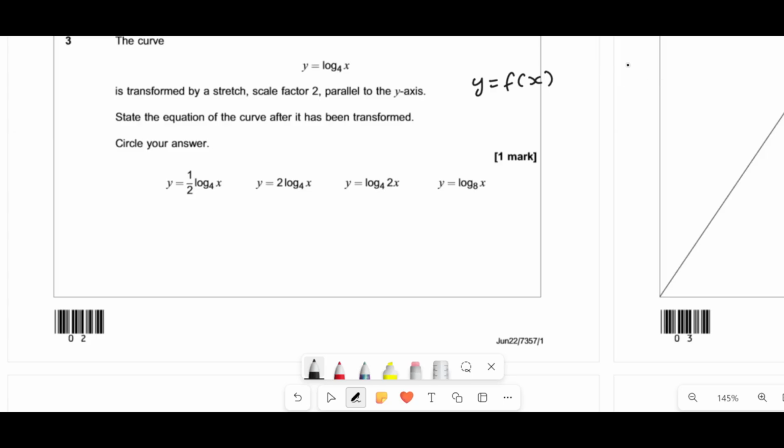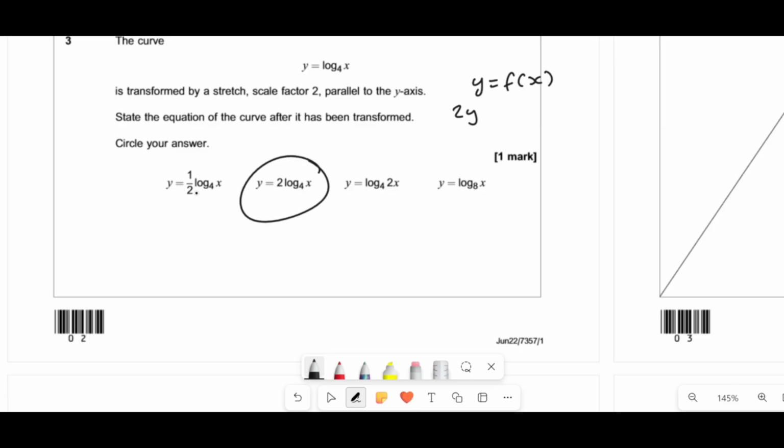So in this circumstance here, the question's told you it's a scale factor of 2 parallel to the y-axis. Remember that all functions y equals something of x is telling you how to get y from x's. So if we have a scale factor of 2 parallel to the y-axis, we're stretching every single y coordinate by 2, as in timesing it by 2. So we're going to have 2y. So it's going to be 2 log to the base 4 of x here.